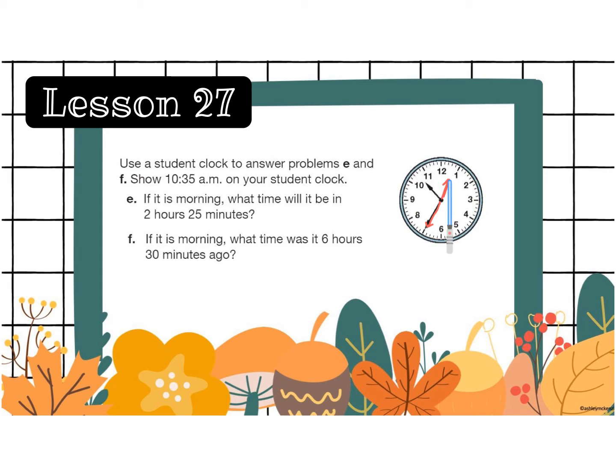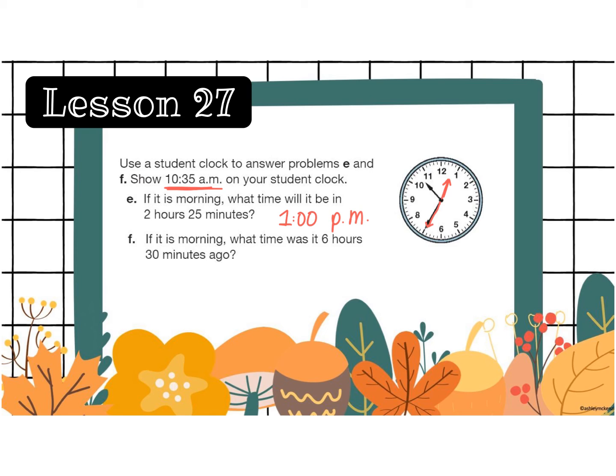What happens to this hour hand? What number is it on now? 1. It's at exactly 1 o'clock. So this would be 1 o'clock. Would it be a.m. or p.m.? I started at 10:35 a.m., so now it's going to be p.m.